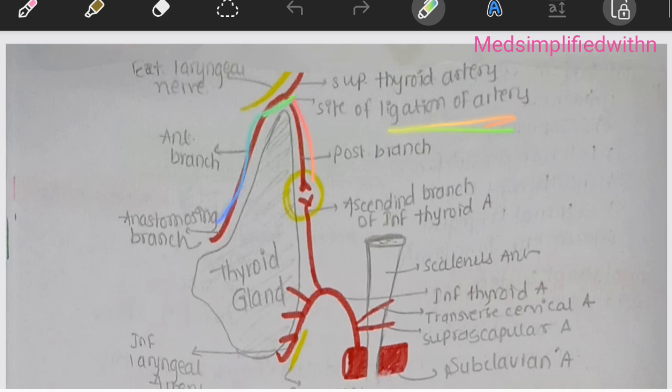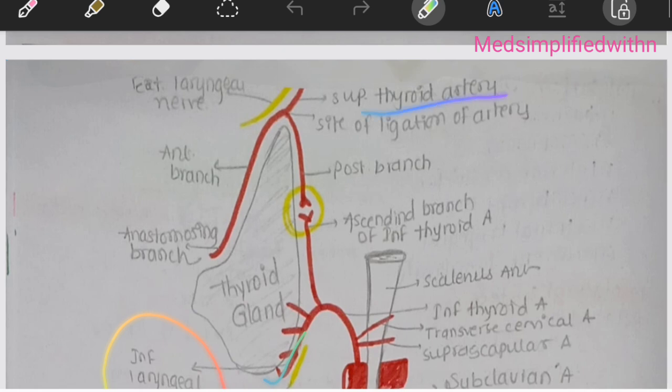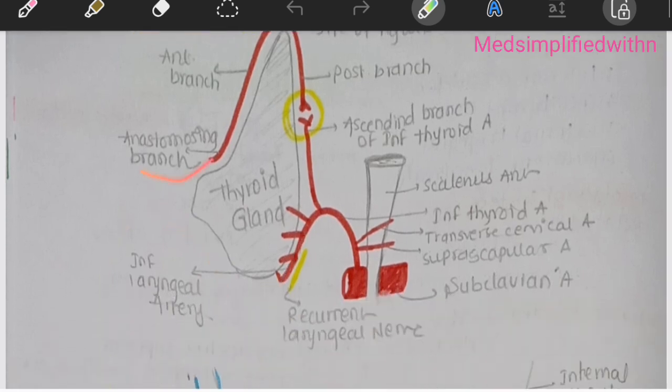Here is the anterior branch, it is the posterior branch. From the subclavian artery, here is the one branch, that is the inferior thyroid artery. Having these are the branches. This is the inferior laryngeal nerve, and related to that, near recurrent laryngeal nerve. It is the inferior laryngeal artery. And near the superior thyroid artery, there is the external laryngeal nerve. These are the anastomosing branch.